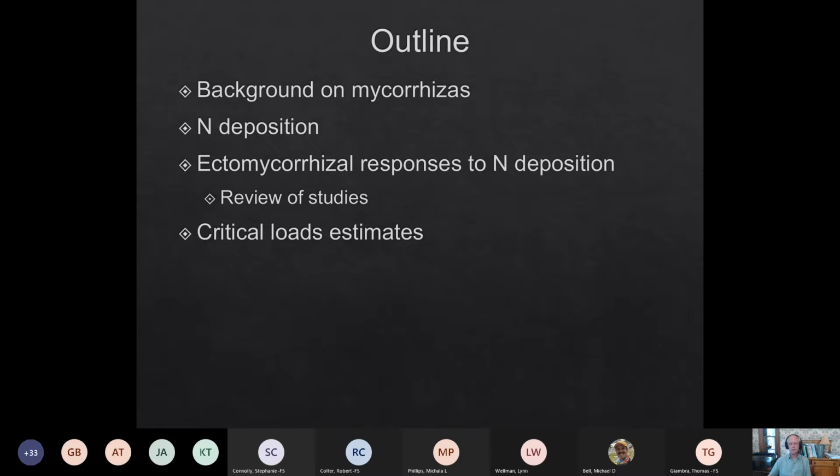Then go into ectomycorrhizal responses to N deposition. Look at a little bit of review of the science there, and then go to the critical load estimates for that, including also some of the more recent European work that's been really, I think, really groundbreaking.